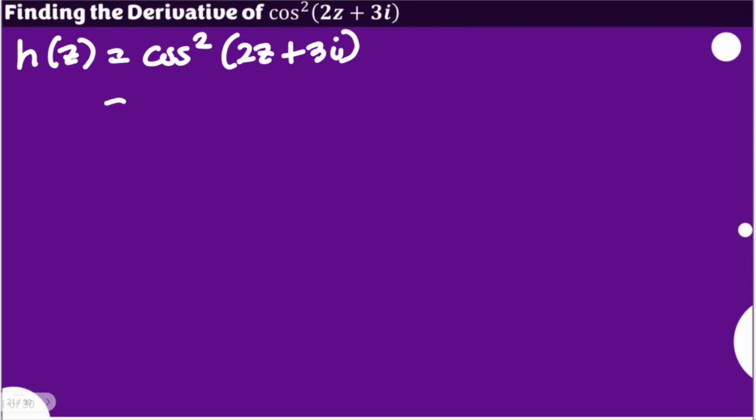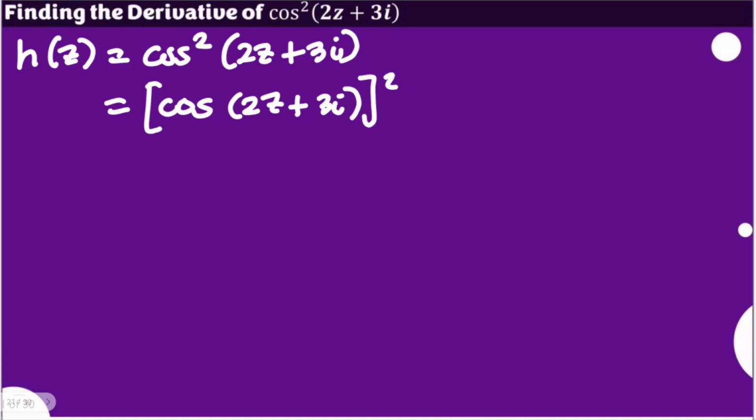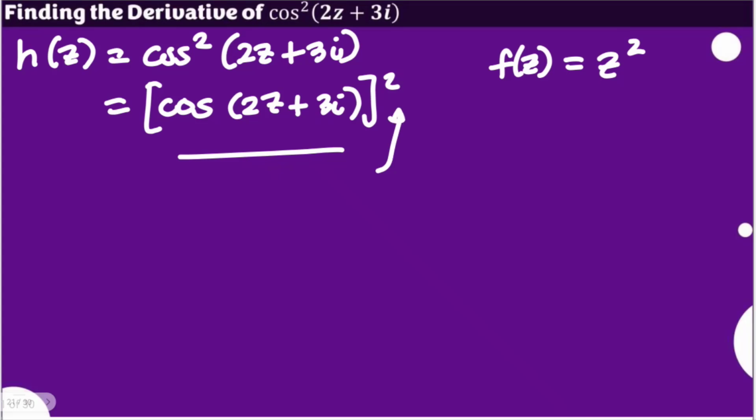Or we can rewrite this, of course, placing the exponent outside. We have here cosine of 2z plus 3i with the squaring outside here. Now, look into this perspective. We have three different forms here. If we're going to treat this as 1, it is actually being raised to 2. So we can say that our f of z is z squared.